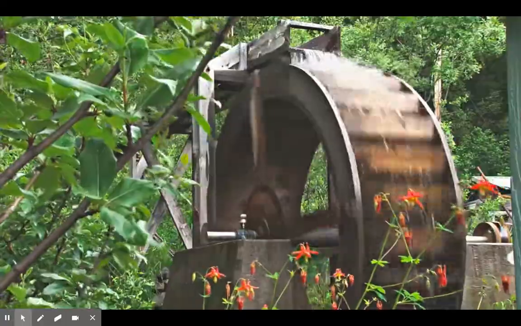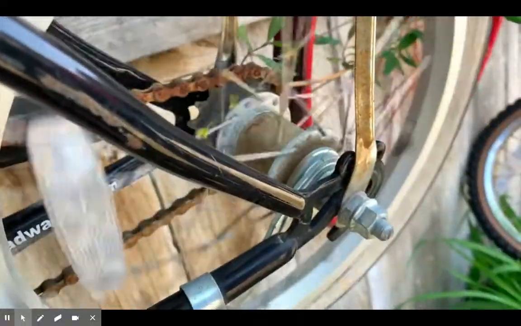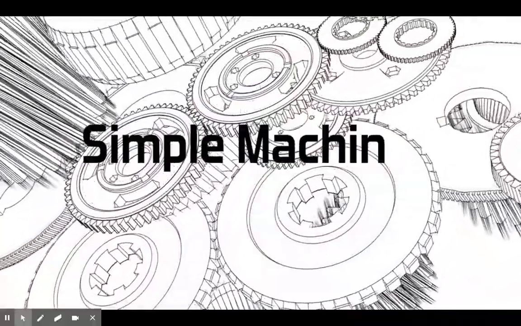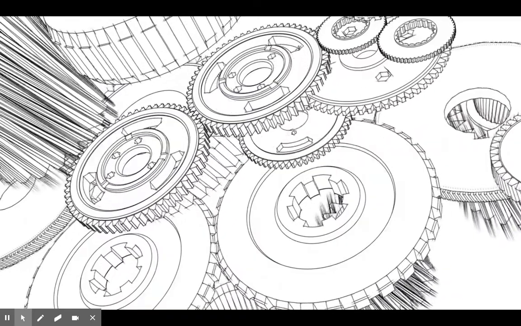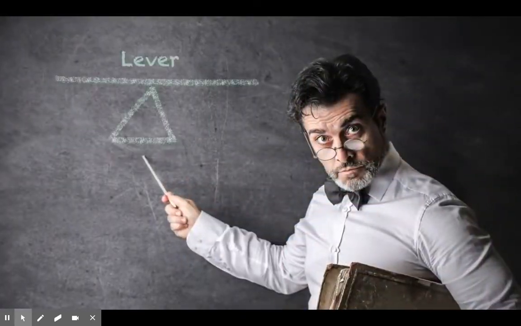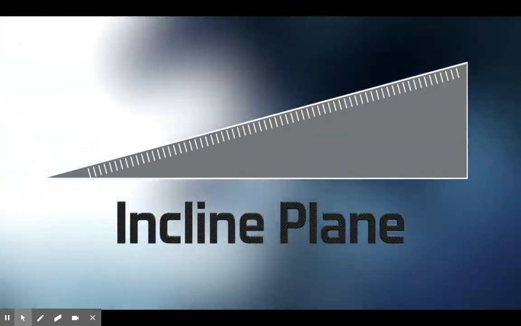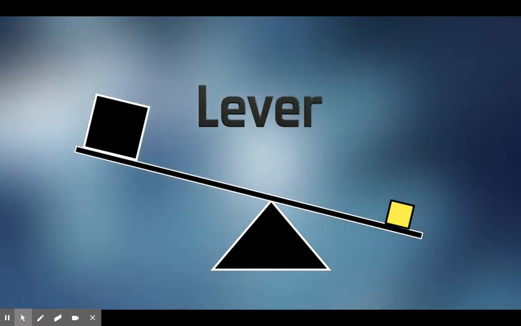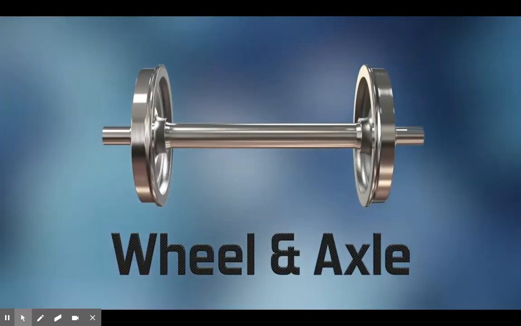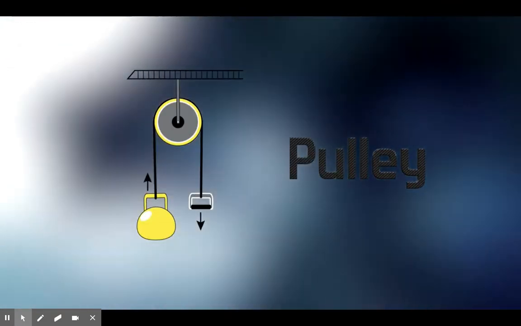The wheel and axle is an example of a simple machine. And this is what we're going to explore today. Simple machines. Let me introduce you to some important helpers of mine. We call them simple machines. The inclined plane, the lever, the wedge, the screw, the wheel and axle, and the pulley.